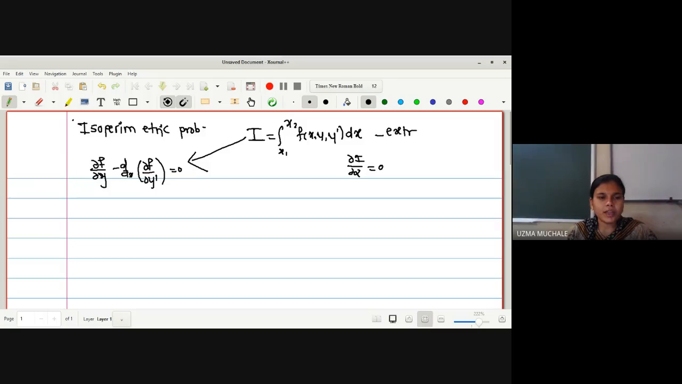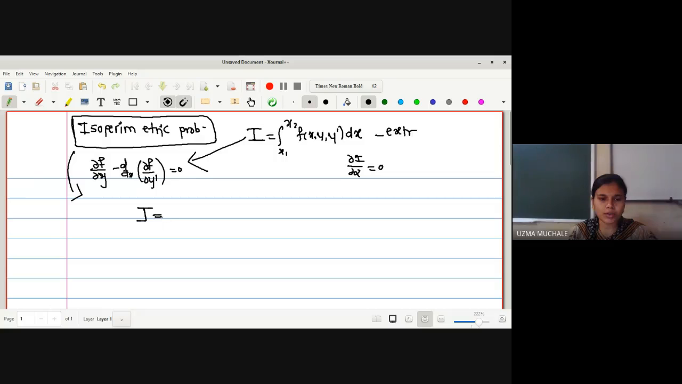Now, we are going to extend this idea to the isoperimetric problem. I hope those who have attended the last lecture can follow this. What is the isoperimetric problem? Whatever the integral is, we are going to extremize it. That means we are going to find the extremum value of this, that is either a minimum or a maximum. For that, we do not have any restriction. But now in the isoperimetric problem, we have one more restriction.